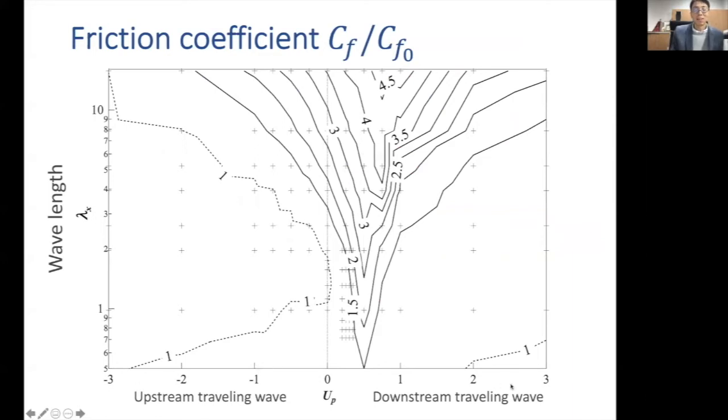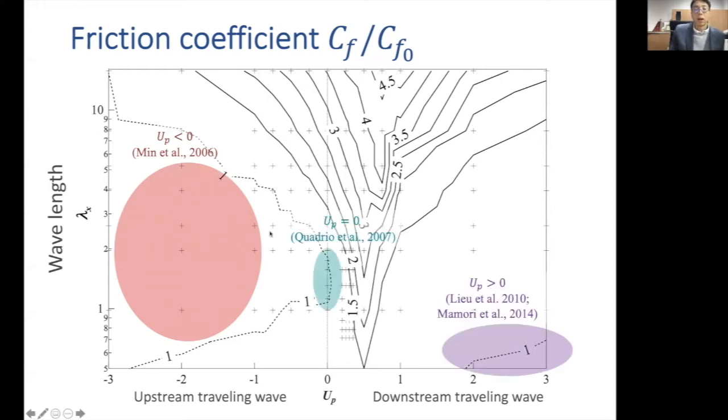The horizontal axis is the phase speed of the traveling wave, UP, where positive means the downstream traveling wave and negative is the upstream traveling wave. The vertical axis is the wavelength, normalized by channel half height. Oh, by the way, this UP is normalized by bulk mean velocity. So first, we can see that for the upstream traveling wave, we have a drag reduction, which is also reported in previous work. And also UP around 0, so this is a standing wave.